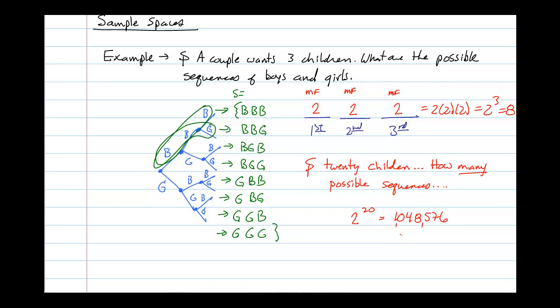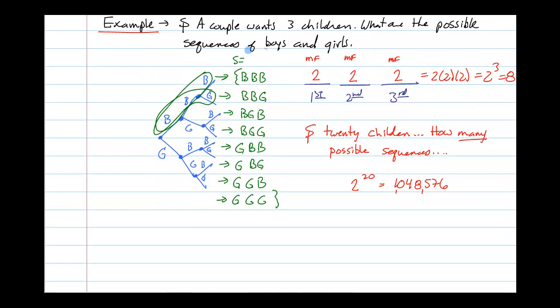There'd be 1,048,576 of these listings. You definitely don't want to write those out. But it would still tell me what the denominator is. It would still say this is the total number of outcomes, and then the numerator could talk about the probability of having all girls. That would be 1 out of 1,048,576.